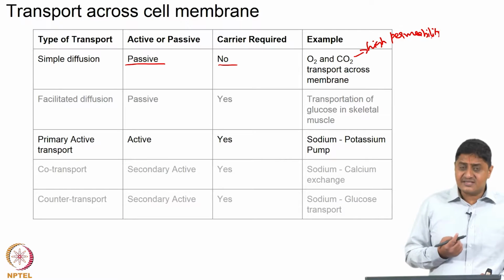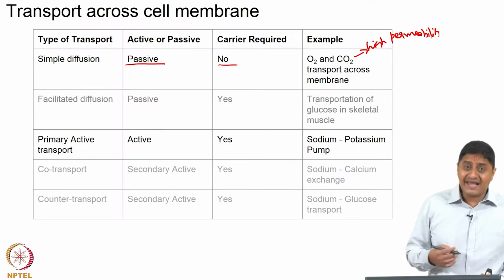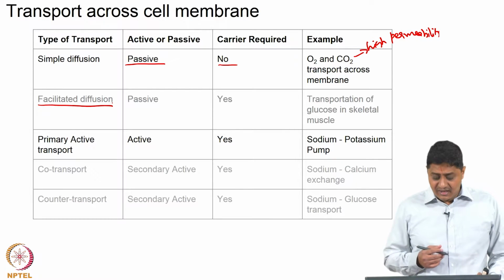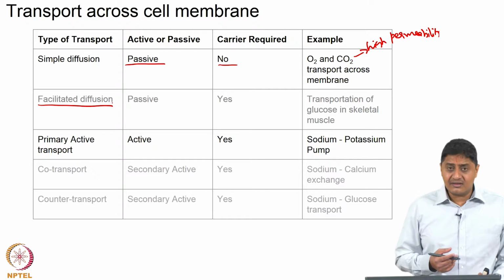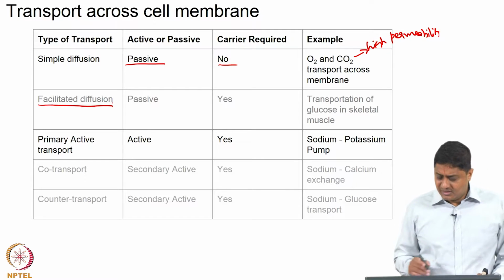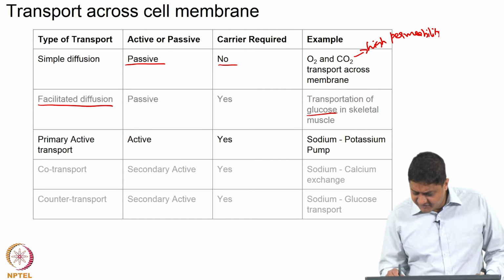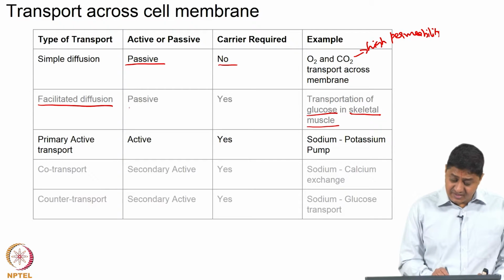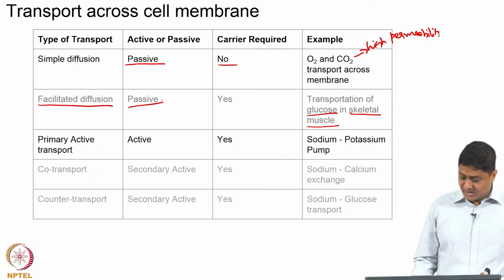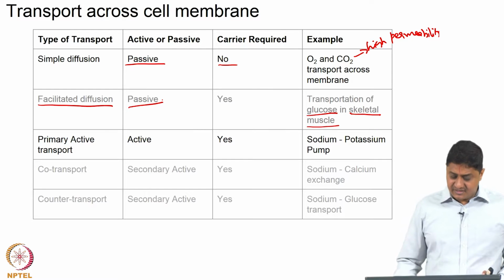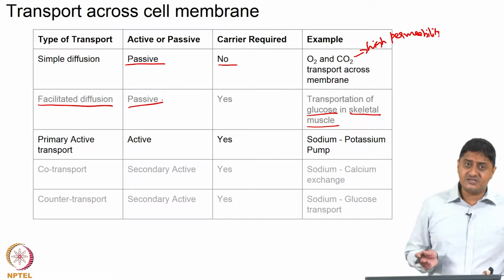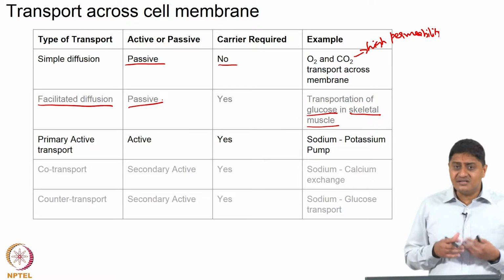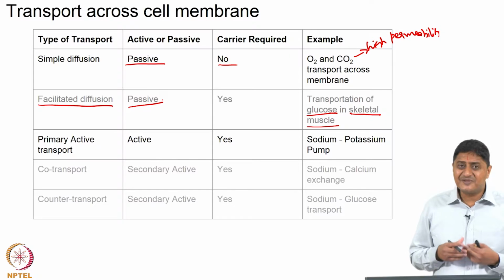Then there are cases called carrier mediated transport or facilitated diffusion. In such cases, there is a need for a carrier or a membrane protein. An example is glucose transport in skeletal muscle. This is also a passive process. Then there are processes in which substances need to be taken against the concentration gradient. In general, this requires expenditure of energy.